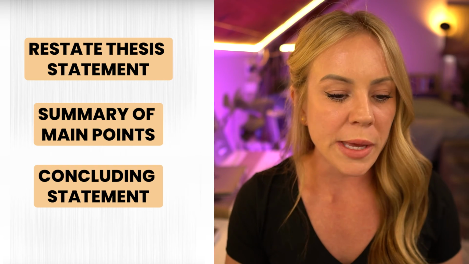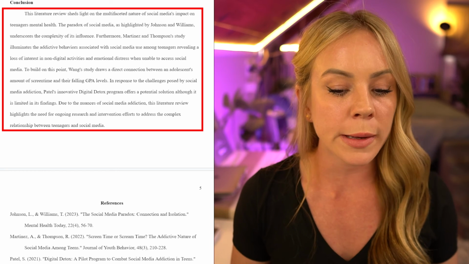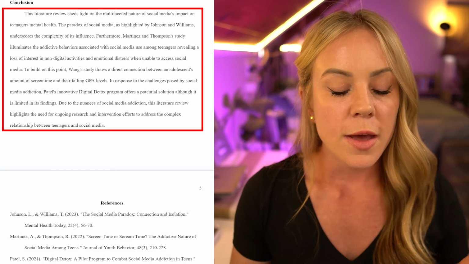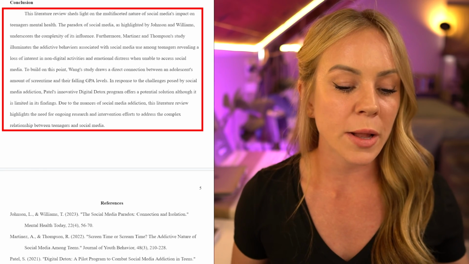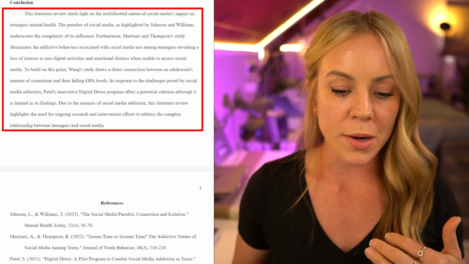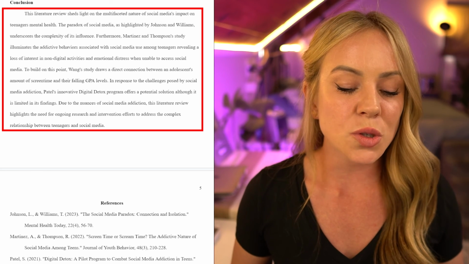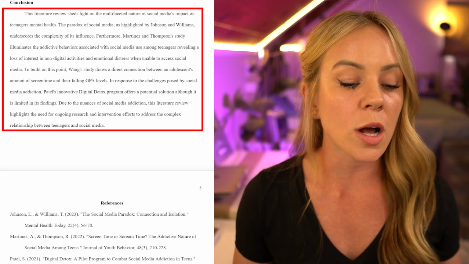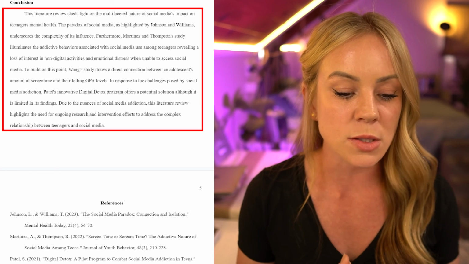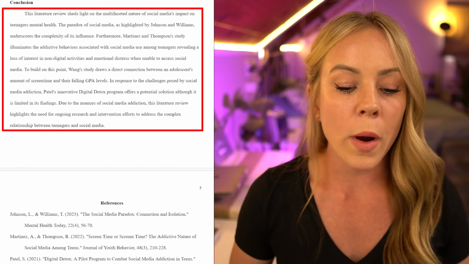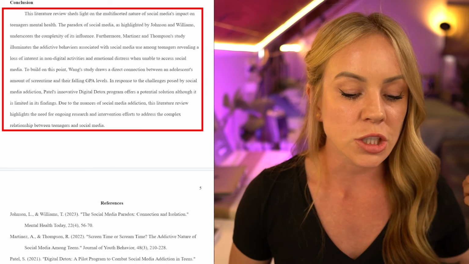With that in mind, we have: this literature review sheds light on the multifaceted nature of social media's impact on teenagers' mental health. The paradox of social media, as highlighted by Johnson and Williams, underscores the complexity of its influence. Furthermore, Martinez and Thompson's study illuminates the addictive behaviors associated with social media use among teenagers, revealing a loss of interest in non-digital activities and emotional distress when unable to access social media. To build on this point, Wang's study draws a direct connection between an adolescent's amount of screen time and their falling GPA levels.